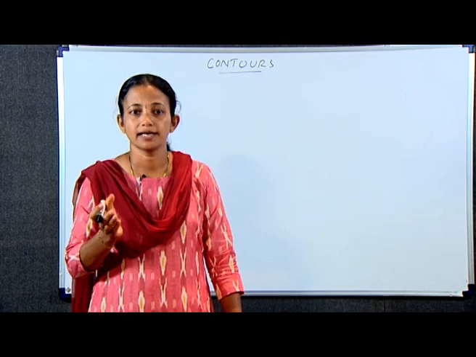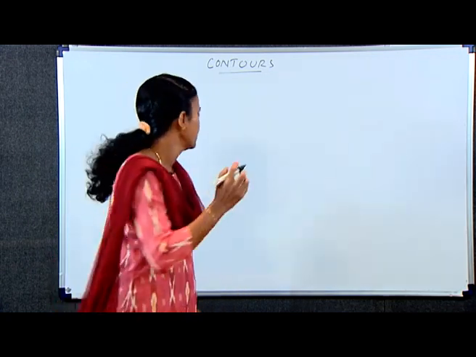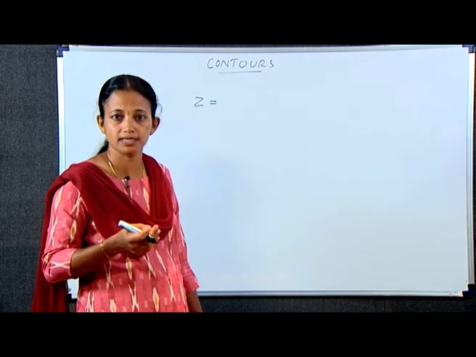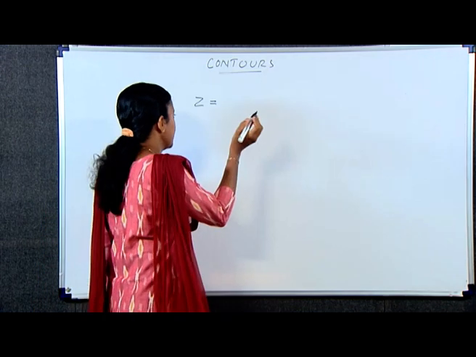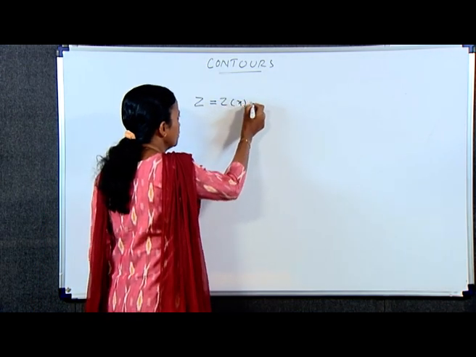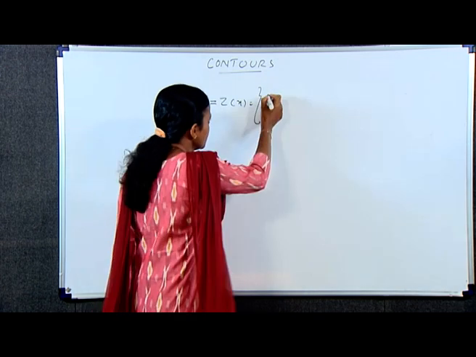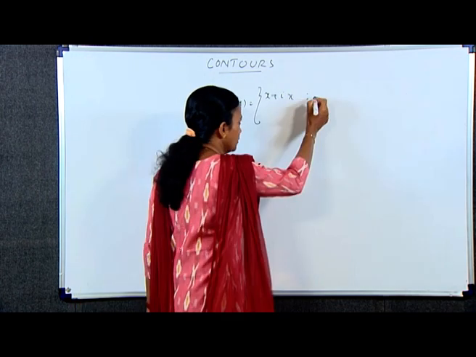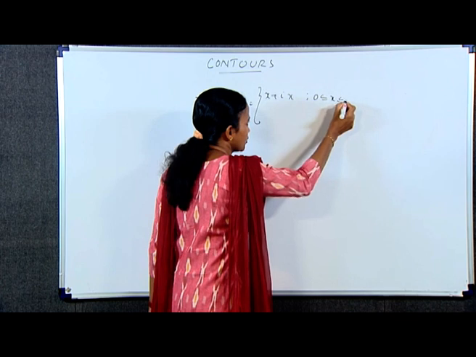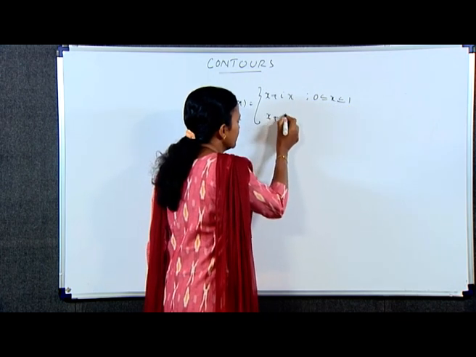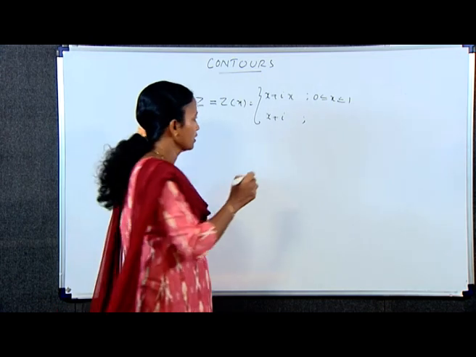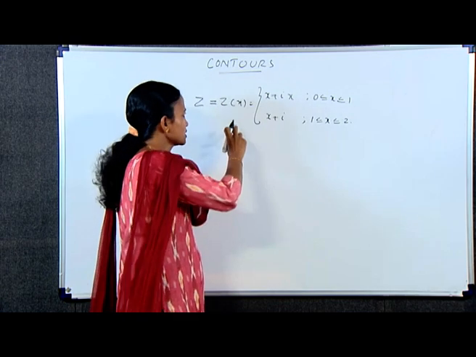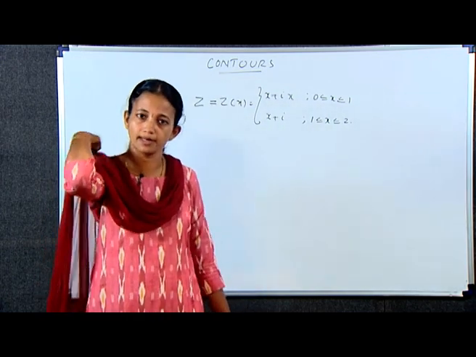So, recalling example 1, the polygonal line that we have discussed: z of x is equal to x plus ix, where x varies between 0 and 1, that is 0 less than or equal to x less than or equal to 1. Then it is x plus i, where 1 less than or equal to x less than or equal to 2. This is the one we have discussed in example 1, the polygonal line.